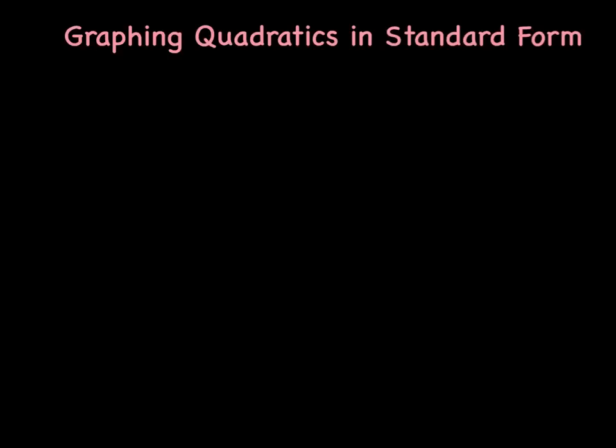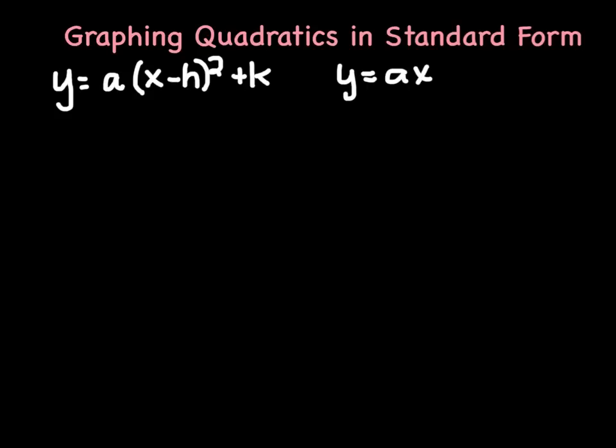Before we get started on graphing in standard form, let's just remember the form that we do know. We do know vertex form. We just got finished taking a test on it. Vertex form is y equals (x minus h) squared plus k. Standard form is y equals ax squared plus bx plus c.